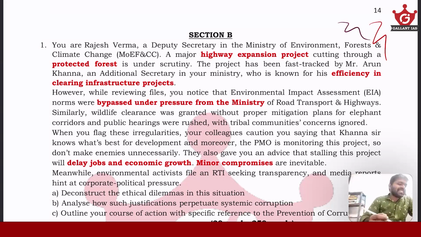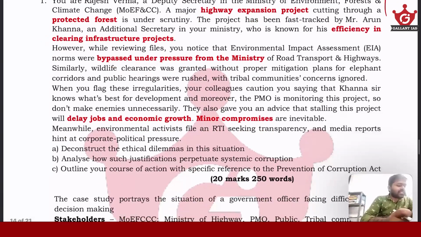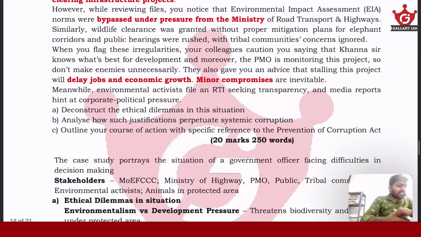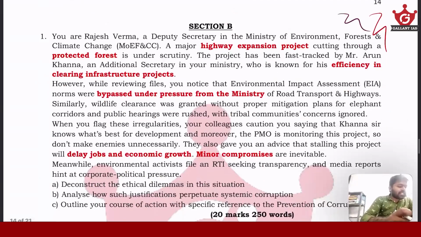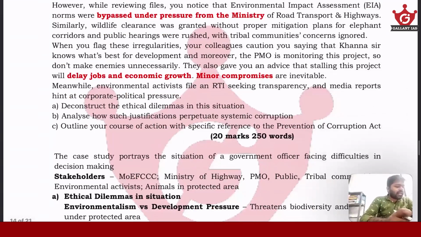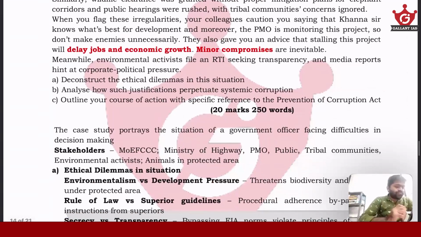This is the test discussion for test number 5, part B of Gallant IAS Academy. We are discussing the case studies of ethics paper here. And the first case study is about the dilemma faced by the government officer facing difficulties in decision making.